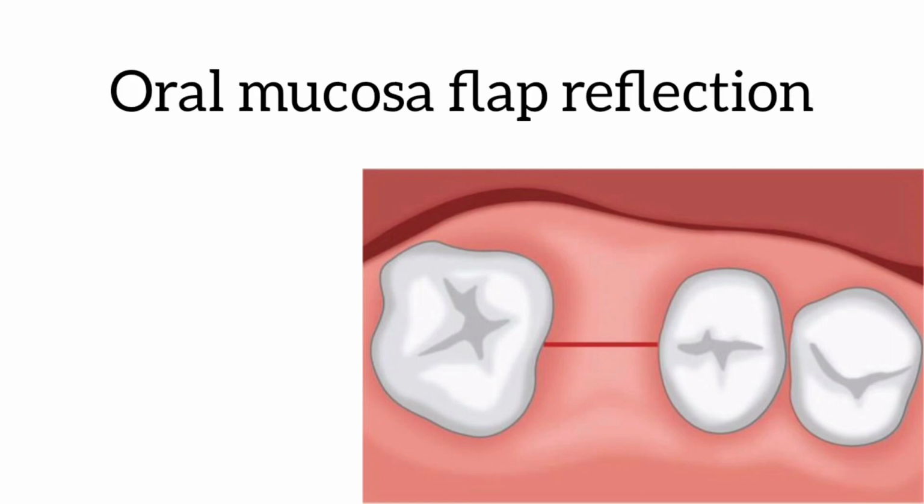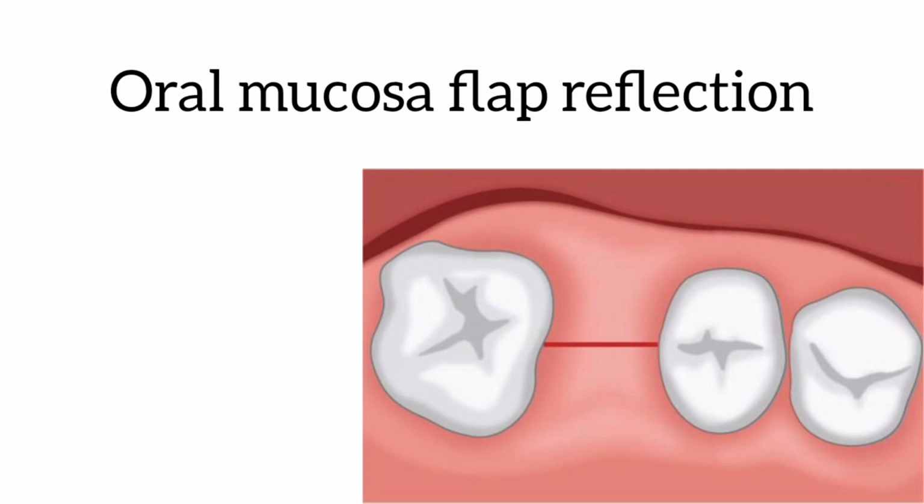Then we have oral mucosa flap reflection. After anesthesia is achieved, incisions are made in the sterile environment and buccal, front facing, and lingual, palate and tongue facing, mucosal flaps are reflected to expose the alveolar bone.